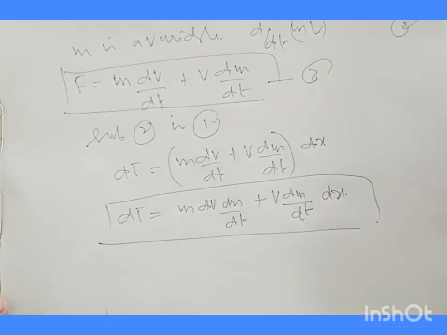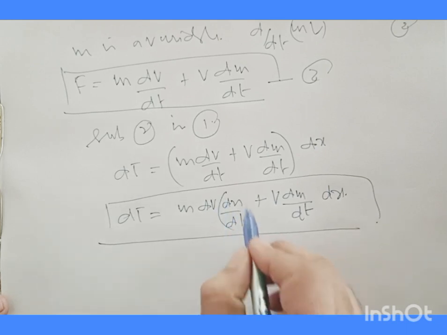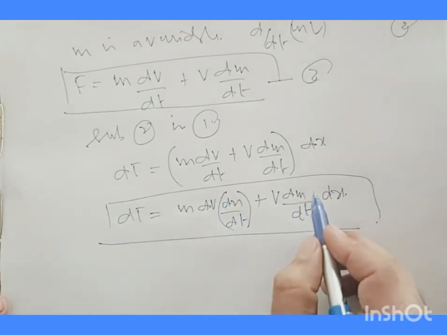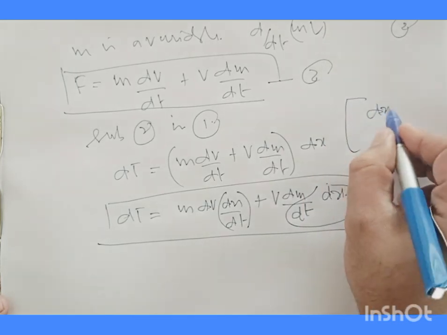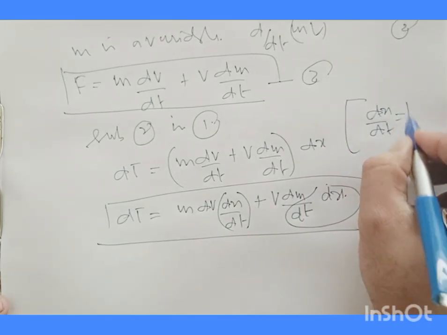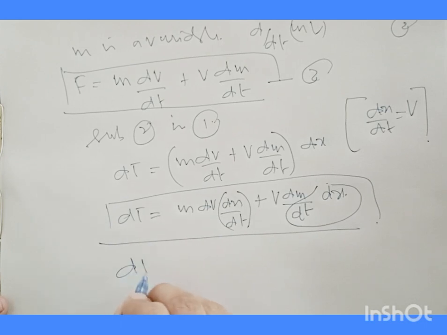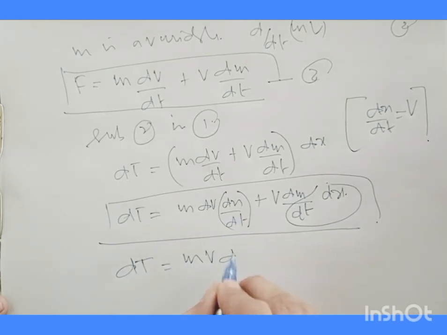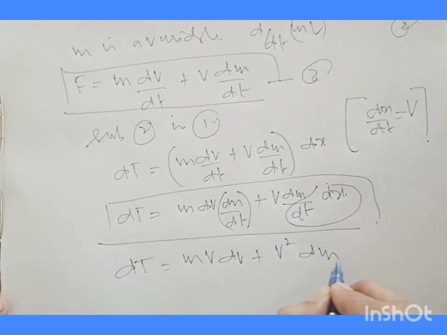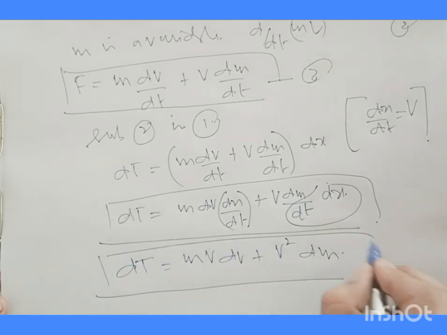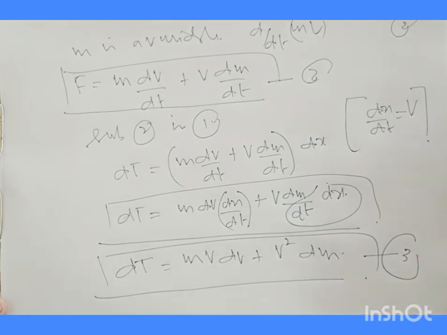All right. We can see here this is dx by dt, and this is also dx by dt. So what is dx by dt? dx by dt is simply v. So I can write that the gain in kinetic energy is m v dv plus v times v, which gives v square dm. This equation gives me the gain in kinetic energy of the particle. Let me name it equation number 3 for the time being.